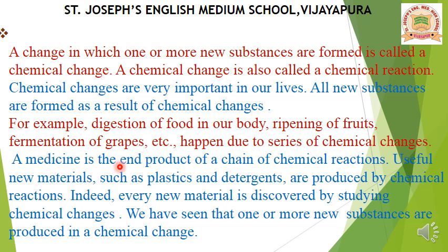A medicine is the end product of a chain of chemical reactions. Useful new materials such as plastics and detergents are produced by chemical reactions. These things are not obtained in nature. Plastic, detergent, soaps, all these are prepared by using chemical reactions. Indeed, every new material is discovered by studying chemical changes. We have seen that one or more new substances are produced in a chemical change. So, chemical change leads to new substances.